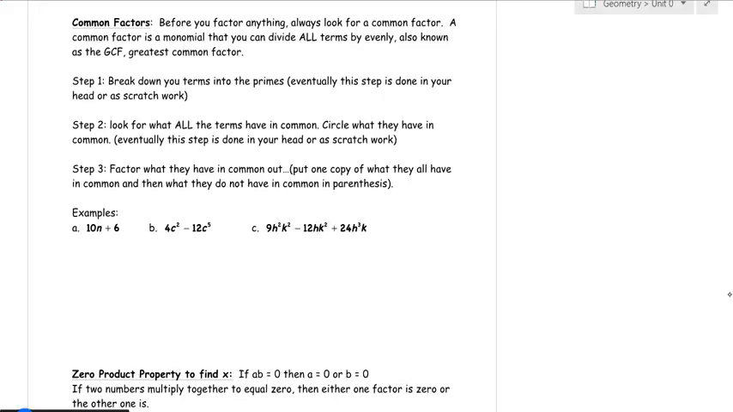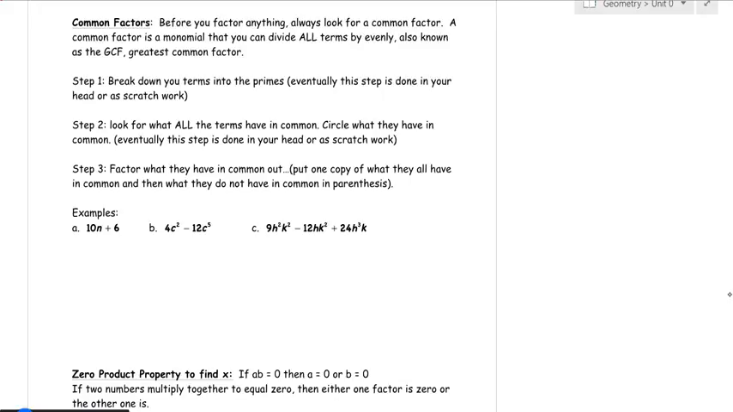We break down our terms into the primes. This is the step that you want to be doing in your head. Do it as scratch work. It's just something that happens so you can look at it and factor. Step 2, look for what all the terms have in common. Figure that out so that you can group them together. And then step 3, factor that common term out, which means put one copy of it on the outside, and then what they don't have in common goes inside the parentheses.